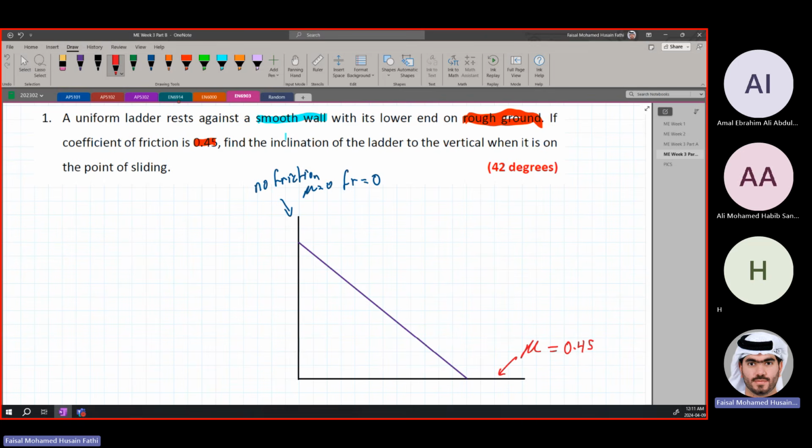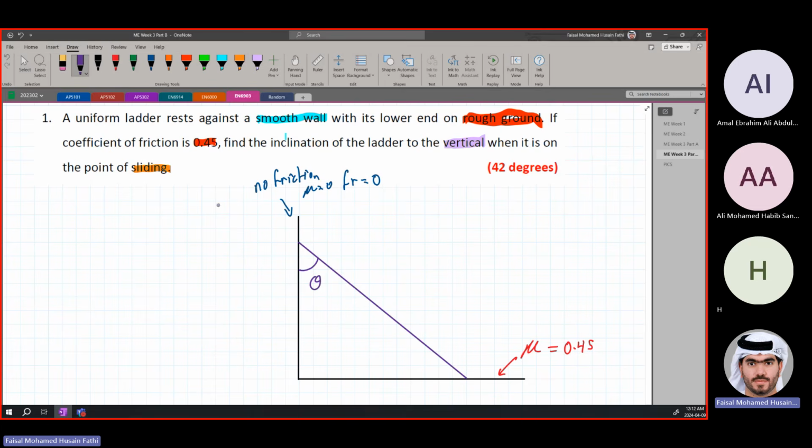Find the inclination of the ladder to the vertical floor. The inclination of the ladder to the vertical, meaning this angle over here to the vertical. So the inclination of the ladder to the vertical, we're going to look at the angle with the vertical wall, which is here. Let's call it theta. When it's on the point of sliding. Again, we are mentioning sliding here. Sliding means it is about to slide off. It's almost about to go in that direction, into the right direction.